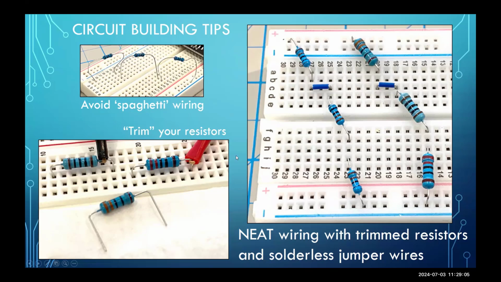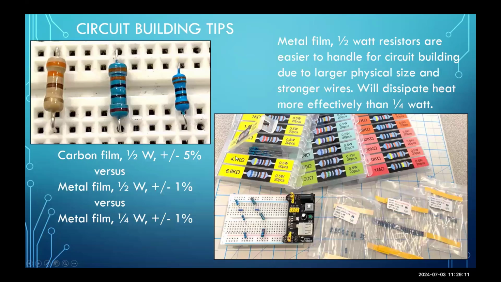So let's talk about neat wiring with trimmed resistors and solderless jumper wires, okay? First of all, let's differentiate the kinds of resistors that you might have in your lab at your school. Very often, a lot of schools use these that are shown on the far left. They are carbon film resistors. They're very inexpensive. And a 1/2 watt carbon film resistor has a tolerance, or margin of error, of plus or minus 5%.